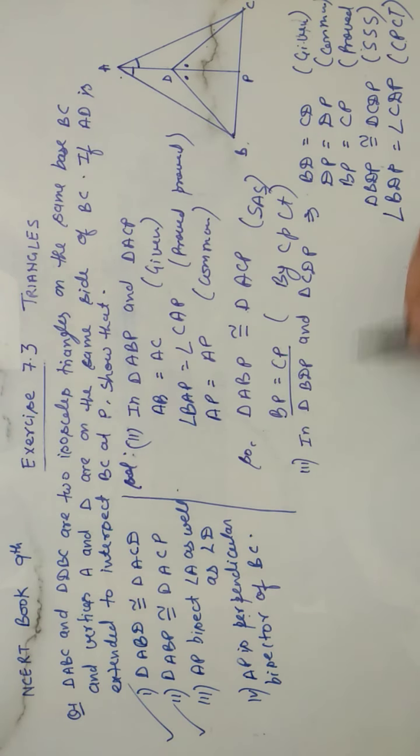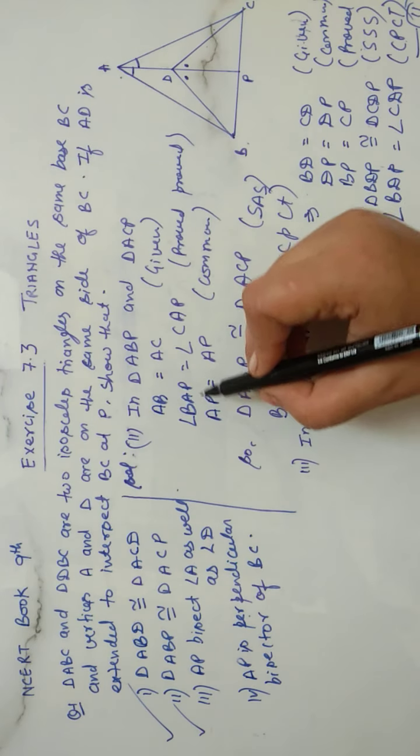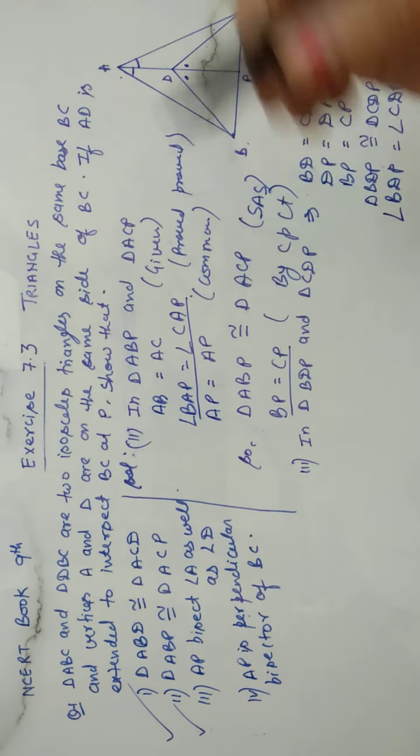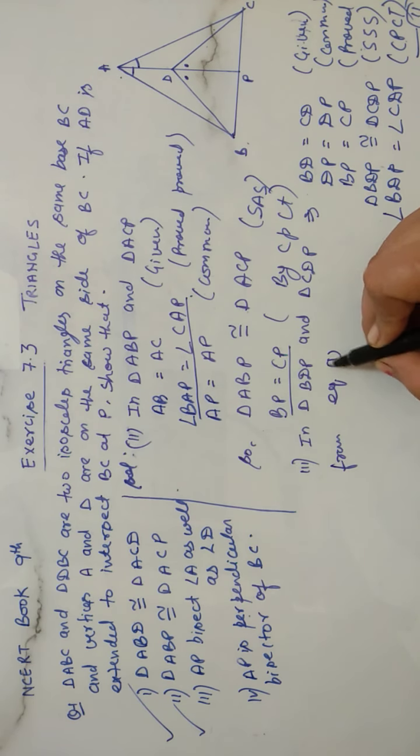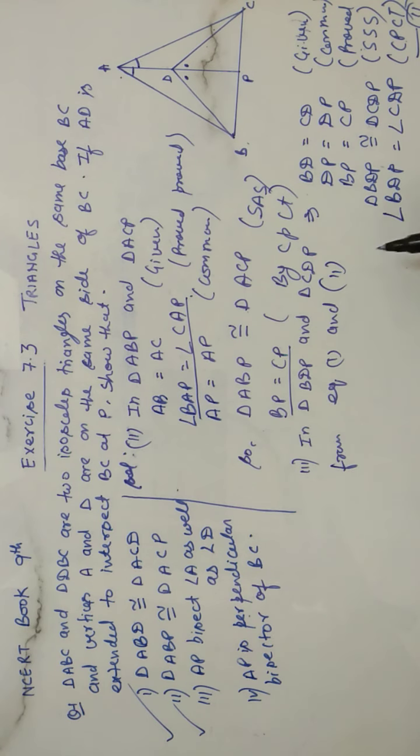Okay, what we can say? So we can name it as equation 2, and the previous one where we have proved that, we can say is equation 1. So from equations 1 and 2, we can say that AP bisects angle A as well as angle D. So from these two equations we can say that it is bisecting A as well as D. So this is our third point which we have proved.